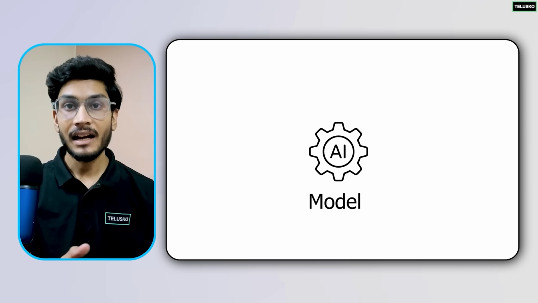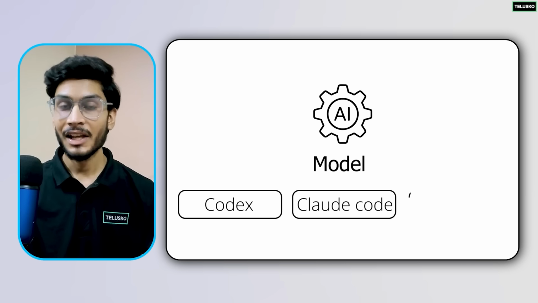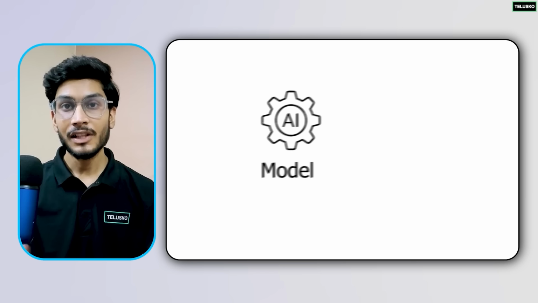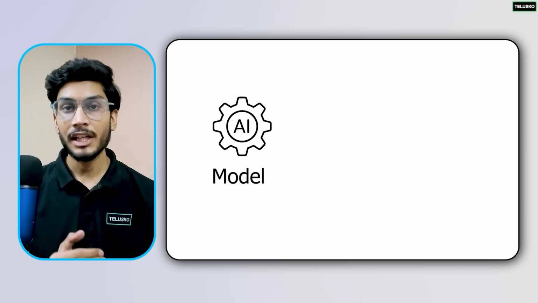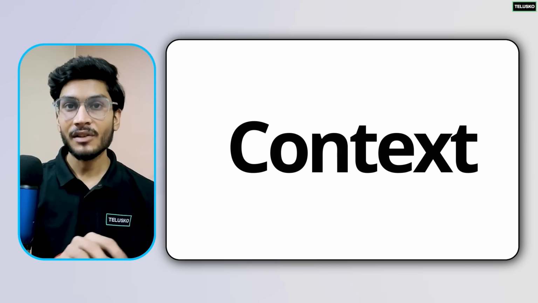The main purpose you already understand: it helps to connect with external applications. But MCP actually stands for Model Context Protocol. Here, model basically means the tool which we are currently using. Maybe it can be Codex, Claude Code, Copilot, or any tool through which we are able to communicate or connect with our external application. The second term is context.